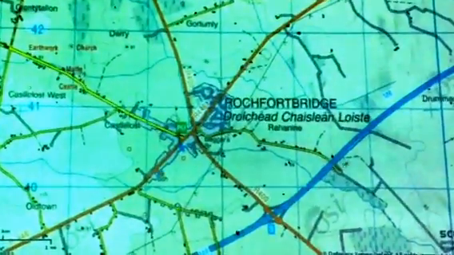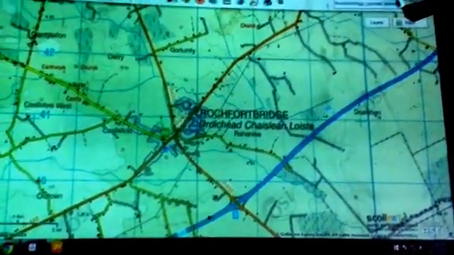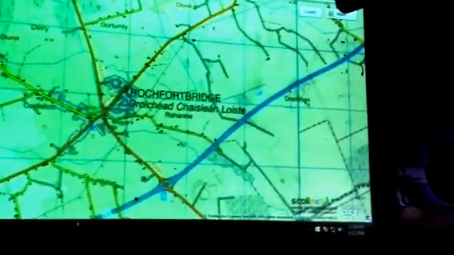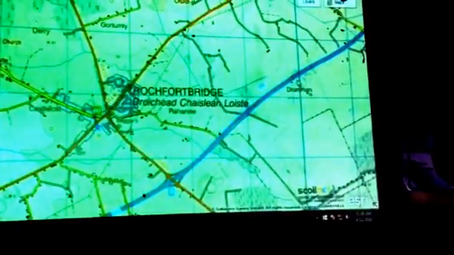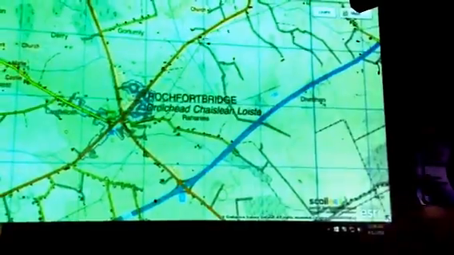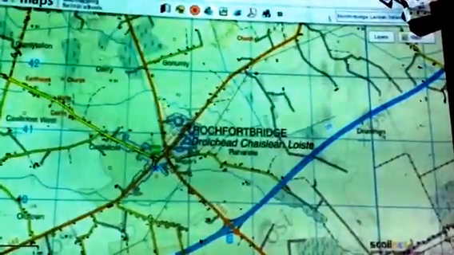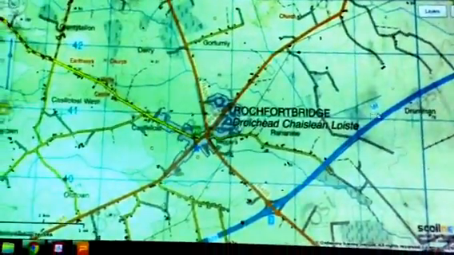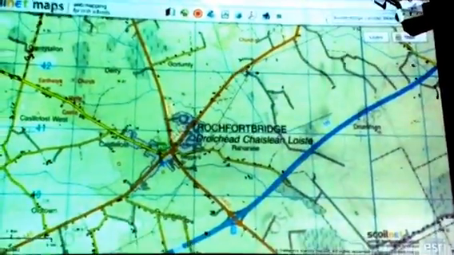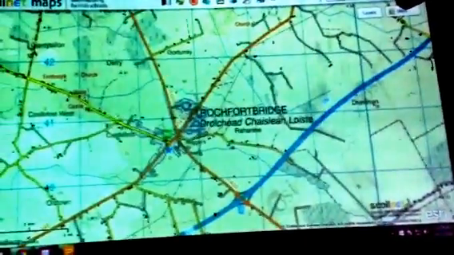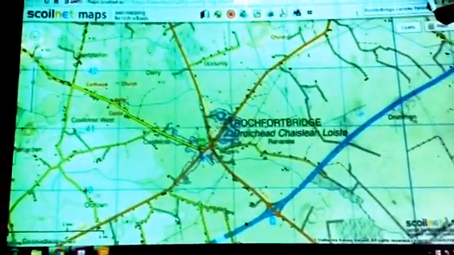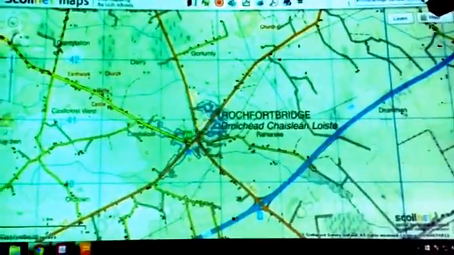Now, this blue line here indicates the motorway, the M6, and it's bypassing the town. Okay? So that motorway is recently built. Okay? So we can deduce that this road here would have once been a national routeway through the town. So if this is the M6, in the old days this would have been the N4. So Rochfortbridge then would have been a place where the N4 meets with the R400 going this way. So you have a crossroads.